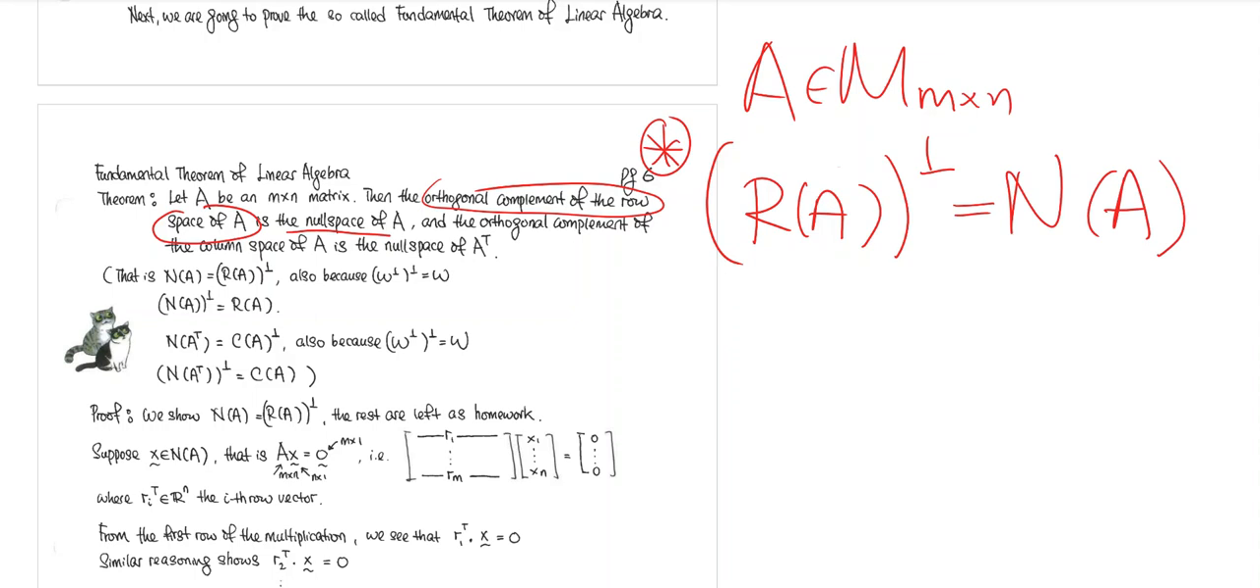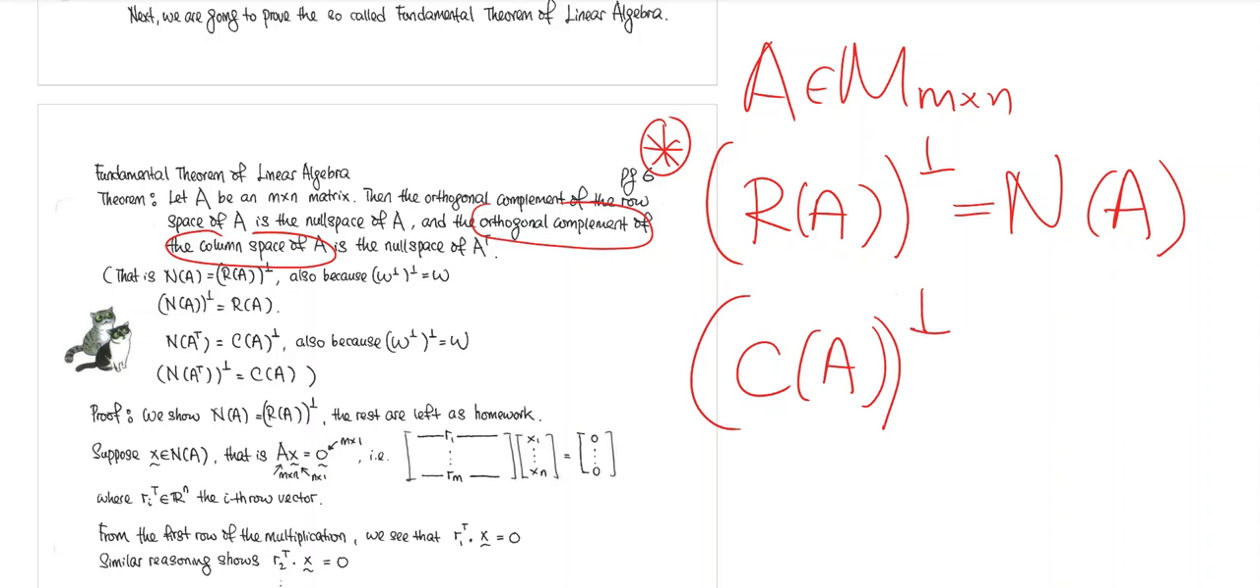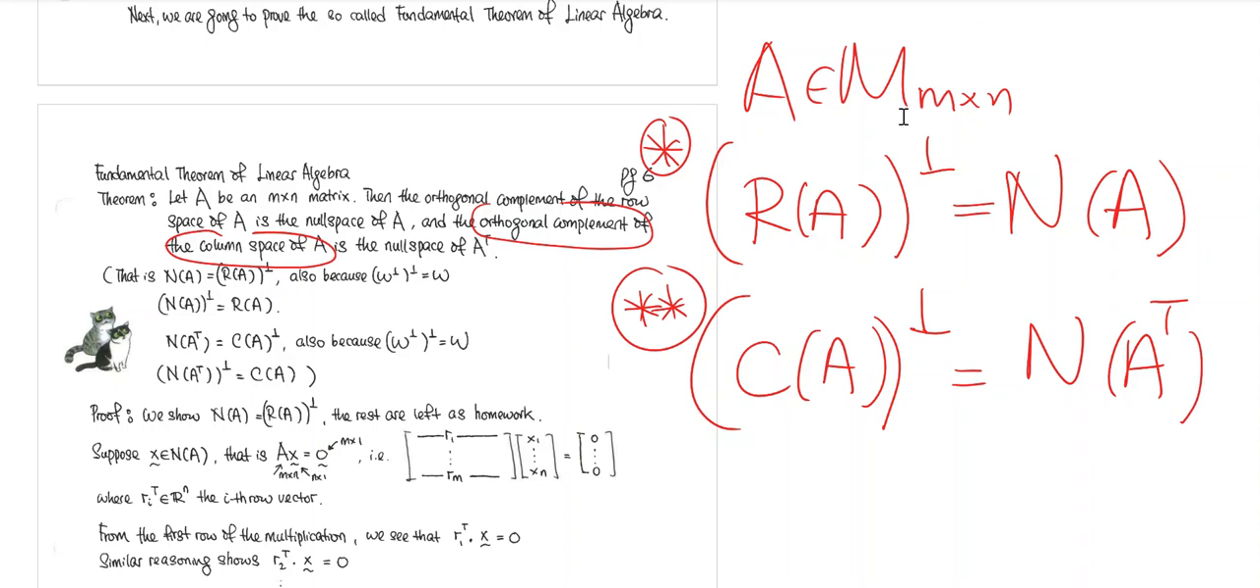And the second thing it's saying in that theorem is that the orthogonal complement of the column space of A, so this is the column space of A, and this is the orthogonal complement of the column space of A. According to the theorem, this is actually the null space of A transpose. That is what they're trying to say. So this is the second equation right here. This is what the fundamental theorem of linear algebra is about.